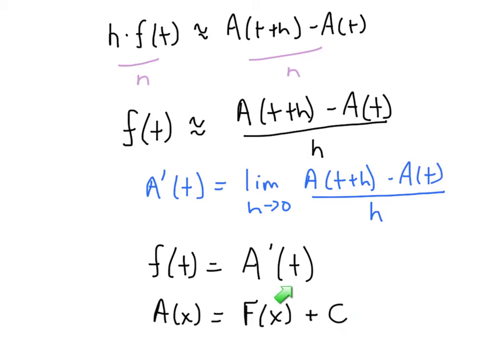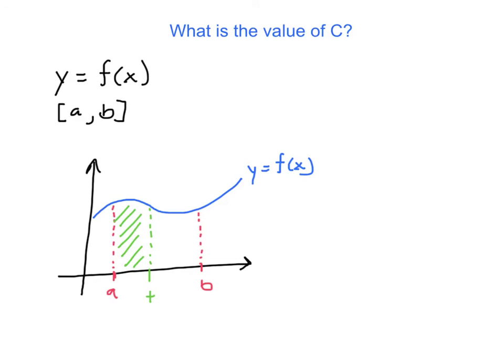Okay, so there's a connection here that we're about to make between our antiderivatives and this derivative f and the area under the curve. So the real question becomes, what is the value of this c?